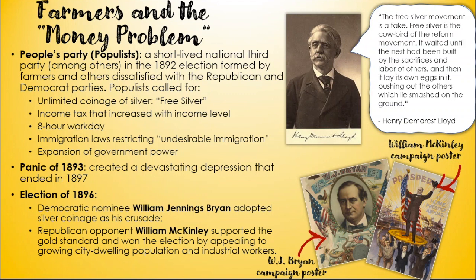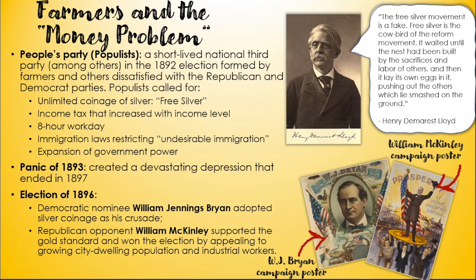His opponent was William McKinley, who was a Republican, and he supported the gold standard, which means, again, to continue to back the nation's currency with gold. McKinley won the election in part by appealing to city dwellers and the industrial workers. And these workers in the cities found it easier to identify with McKinley's focus on reviving the industrial economy than with Bryan's free silver kind of evangelizing sort of message.